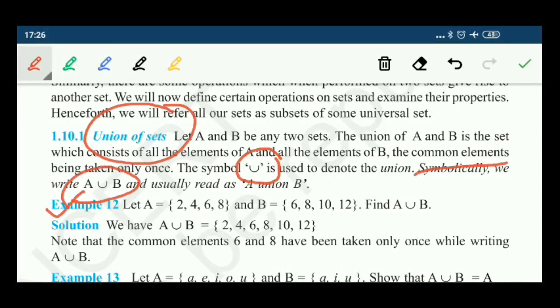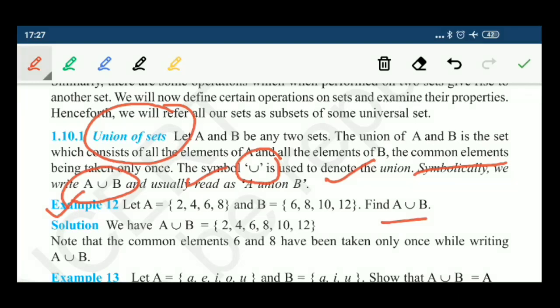Now see example 12. Here they have given two sets, set A and set B. Set A consists of 2, 4, 6, 8 and set B consists of 6, 8, 10 and 12. Then find the union of A and B. You can see very clearly, it's a very simple question. The union of A and B is 2, 4, 6, 8, 10 and 12. We can write down all the elements of A and B, but the common elements are taken only one time.